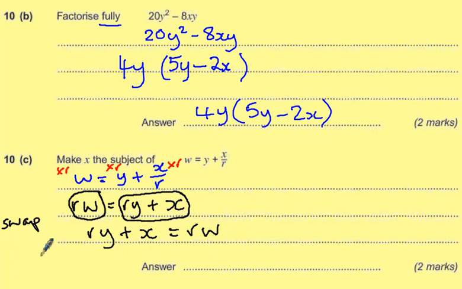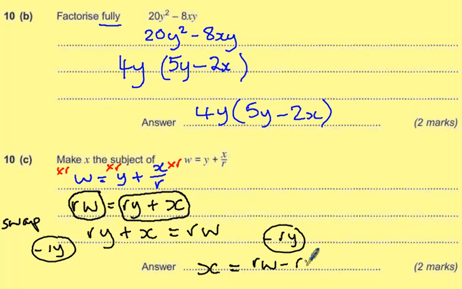And finally, I'm going to subtract ry from both sides. So ry from this side, and I will be left with x is equal to rw minus ry, and I then need to factorise. So I've got r as a common factor there. x is equal to r outside the bracket, w minus y. Just check that. r times w is rw, r times negative y is negative ry, sorry. So my answer is x is equal to r brackets w minus y.